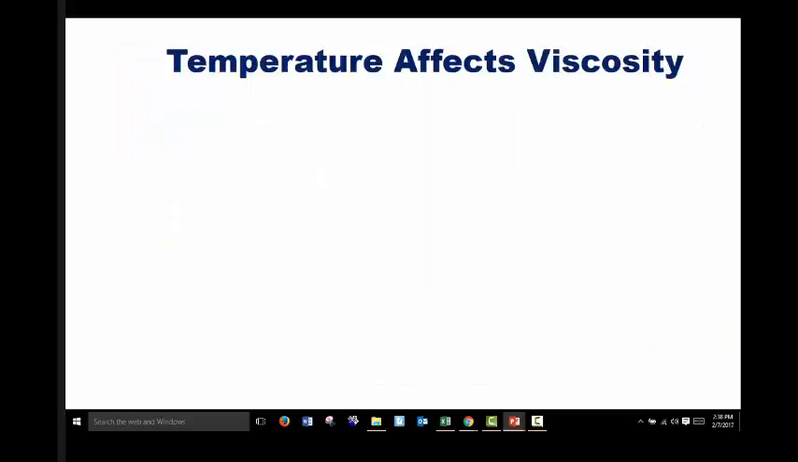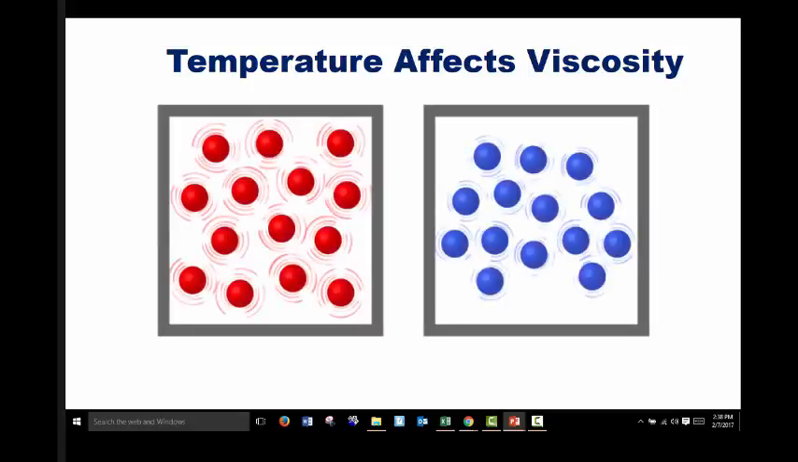Temperature, or kinetic energy, also has an effect on viscosity. At higher temperatures, the viscosity of a liquid is decreased. As the particles gain kinetic energy, they get moving quickly, and as they get more space from their neighbors, the intermolecular forces decrease and they can move more easily.